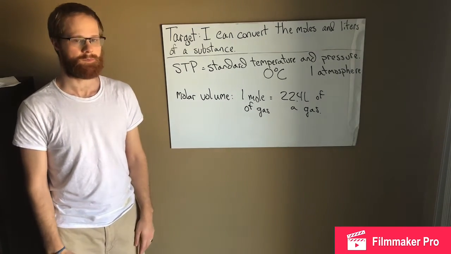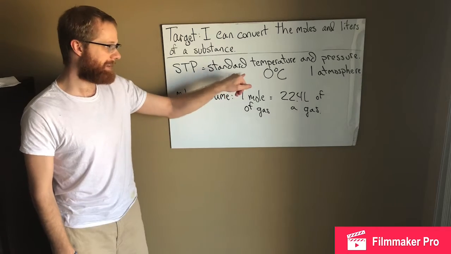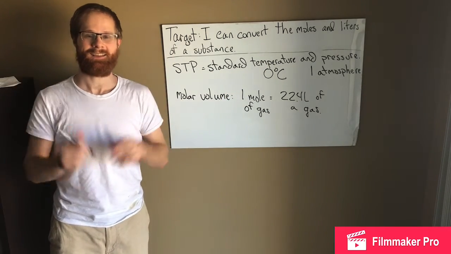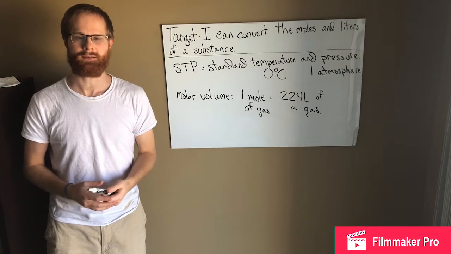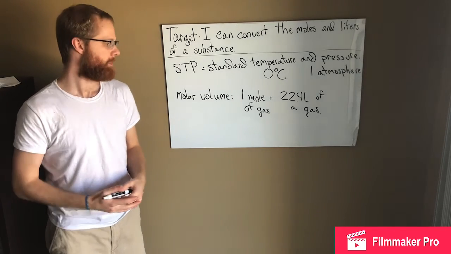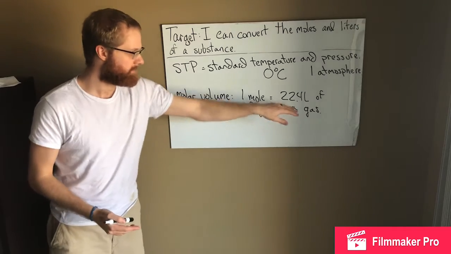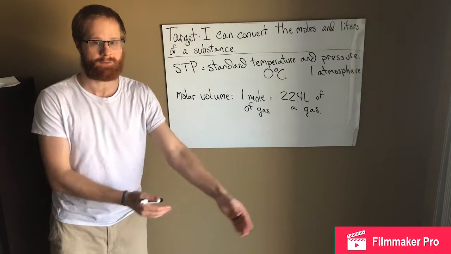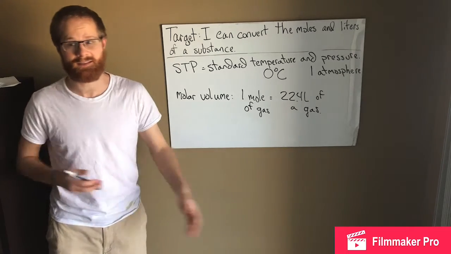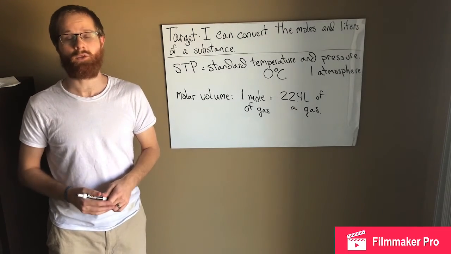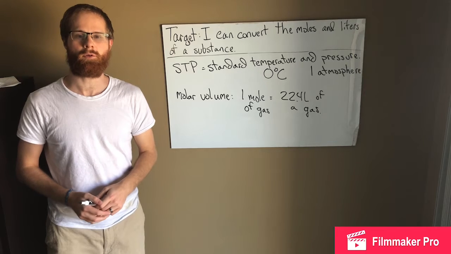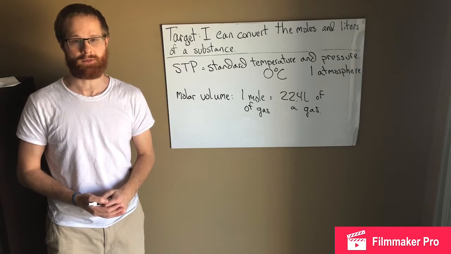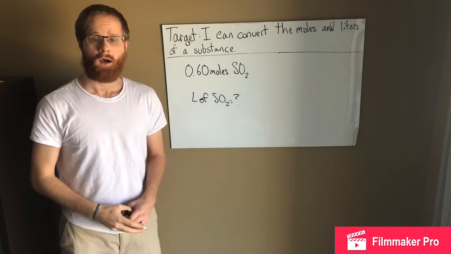It does make some assumptions. It's assuming that our gas is at STP, and it's assuming that our gas is behaving like an ideal gas. The gas is doing things we would expect gases to do. However, using this conversion factor, we can convert the number of moles of a gas into liters of a gas, and we can convert liters of a gas into moles of a gas. It's really quite useful. We're going to go over a practice problem where we discuss how to convert moles of a substance into liters.